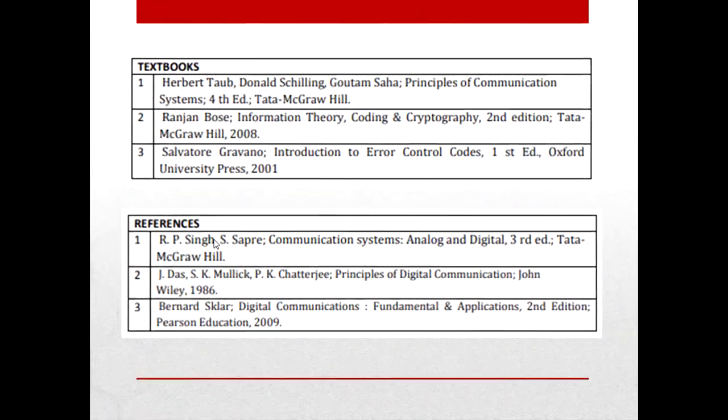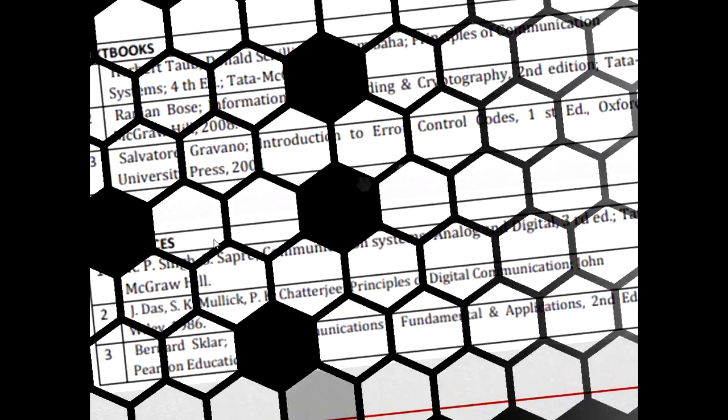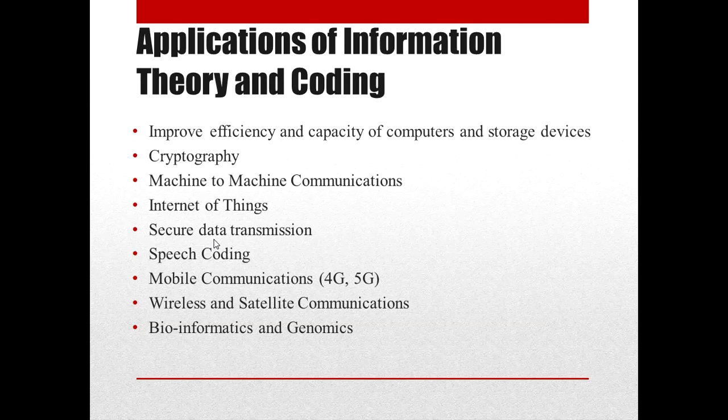So these are some of the textbooks which will be referred for this subject. And coming to the applications of information theory and coding. Applications are that it can help to improve the efficiency and capacity of computers and storage devices. Cryptography is one of the applications. Machine to machine communications, IoT, secure data transmission, speech coding, mobile communication, wireless communication, satellite communications, bioinformatics, and genomics. These are some of the applications of ITC.